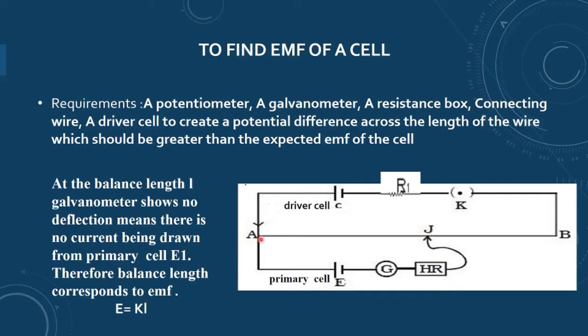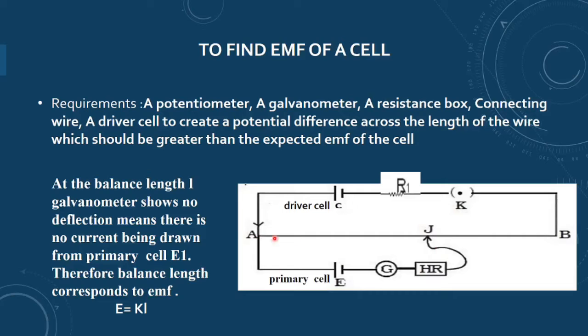a cell using potentiometer. For finding the EMF of a cell, I need these requirements. All these apparatus you have seen earlier, like a potentiometer, galvanometer, resistance box, connecting wire of course, and a driver cell and a primary cell whose EMF you have to find. Of course, EMF of this driver cell should be greater than the EMF of the cell whose EMF we want to find it out.